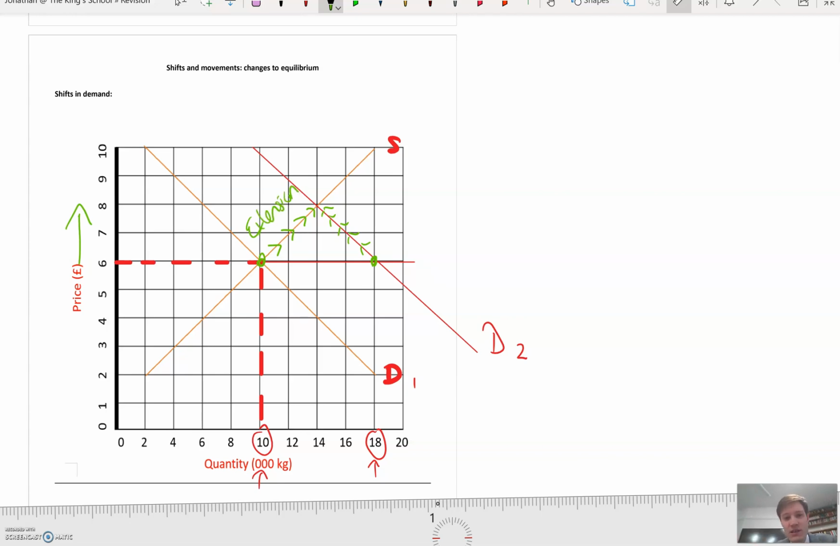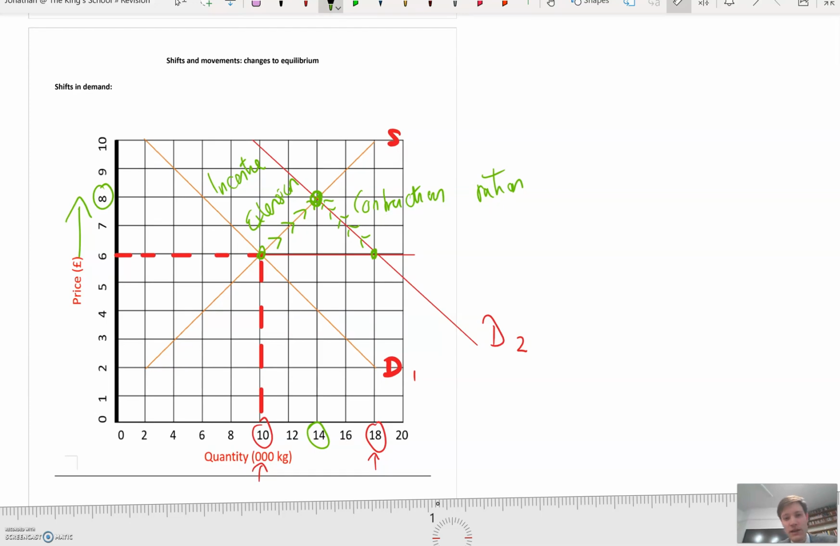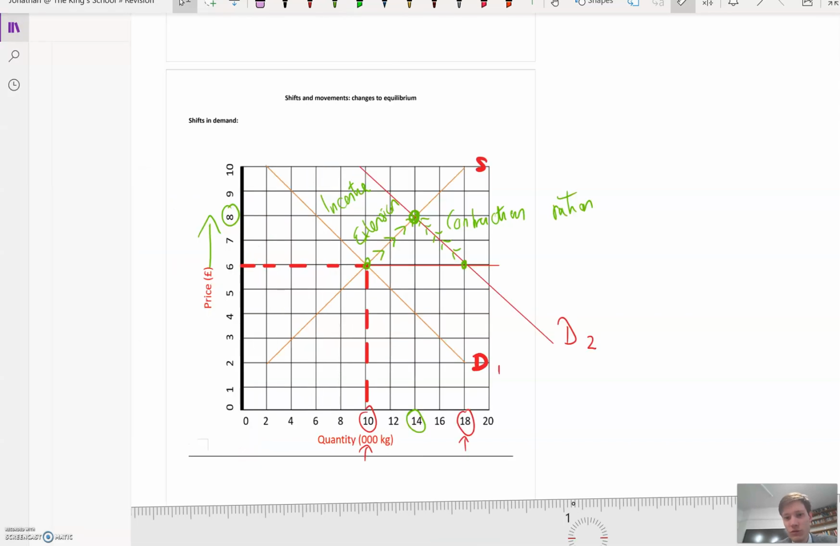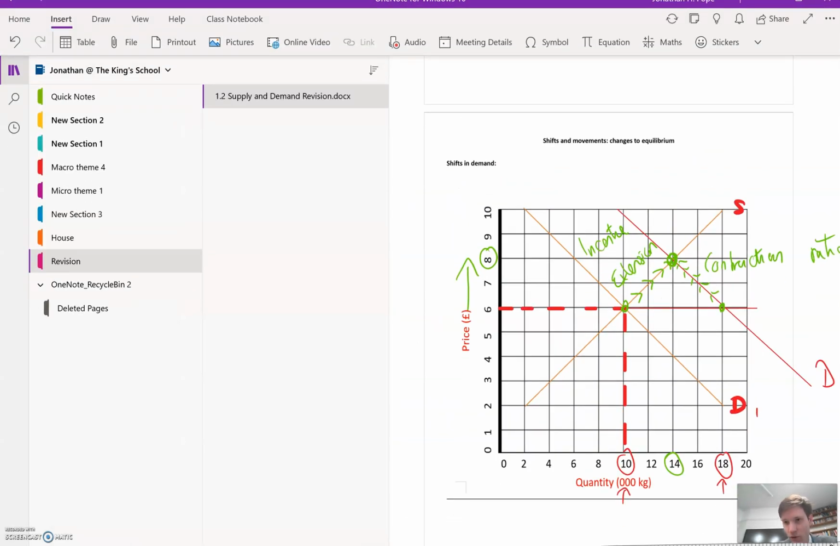New firms enter the industry, existing firms have more profit, they have incentive, they want to supply more, and at the same time you have the demand contraction, there's rationing going on there. So I'm going to use the word incentives over here, I'm going to use the word ration over here, and that then brings us to a new equilibrium where there's 14,000 demanded and 14,000 supplied at a price of 8. We've solved the problem. The same is true for the other one there.